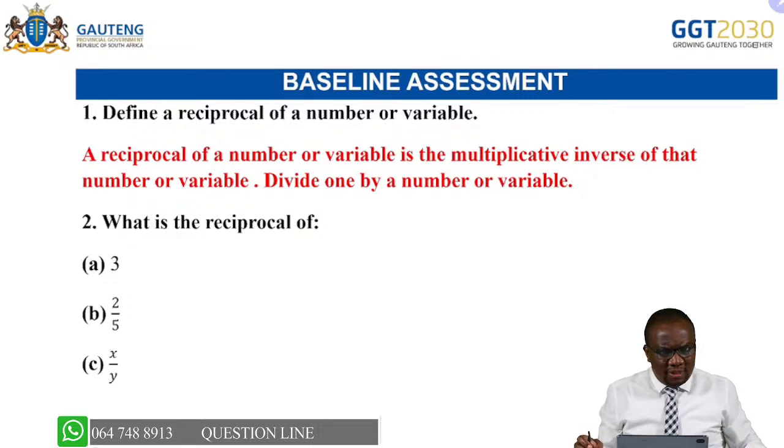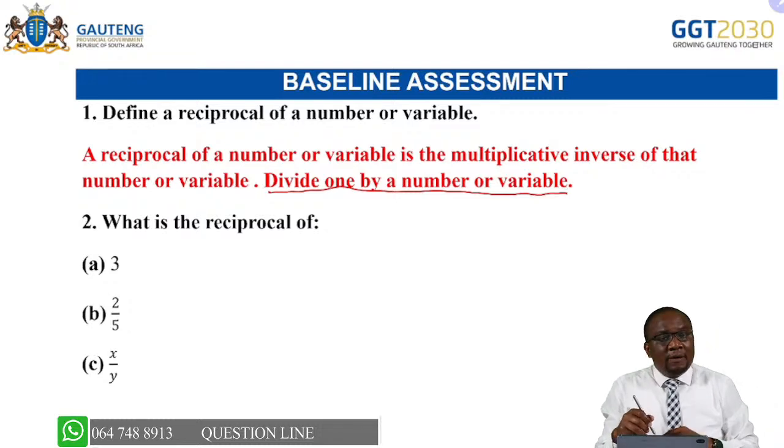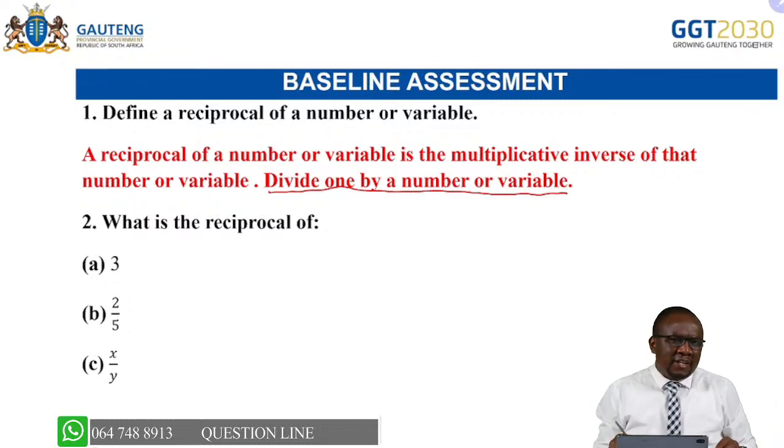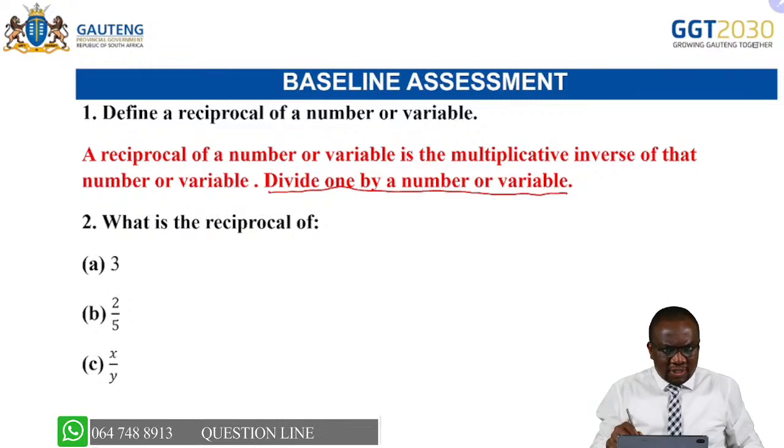Or the easy thing to see what a reciprocal is, divide 1 by a number or a variable. You want the reciprocal of x, divide 1 by x. You want the reciprocal of 1 over 3, divide 1 by 1 over 3. If you divide 1 by the number, you get the reciprocal of that number.